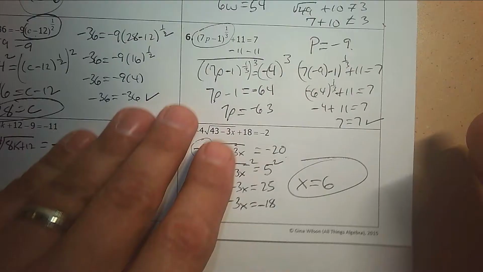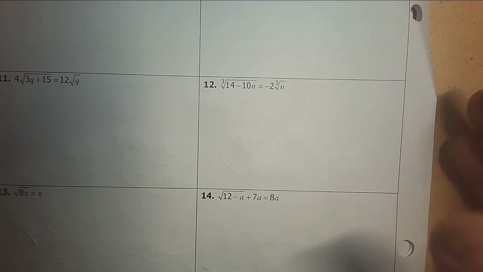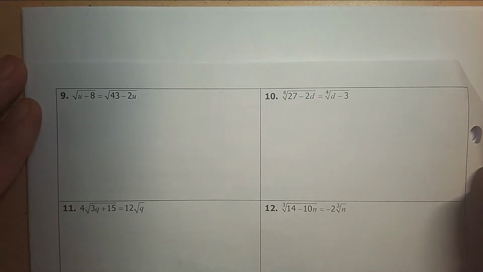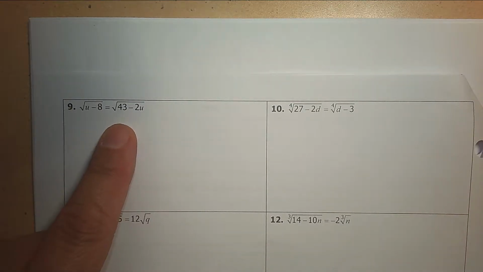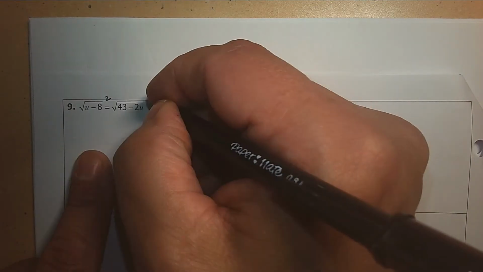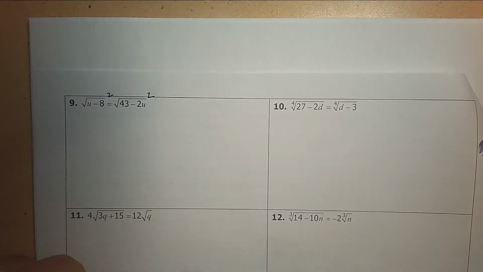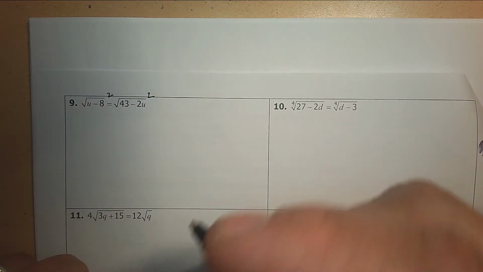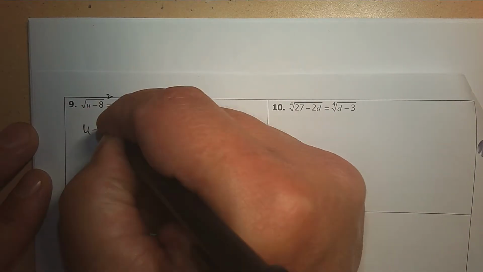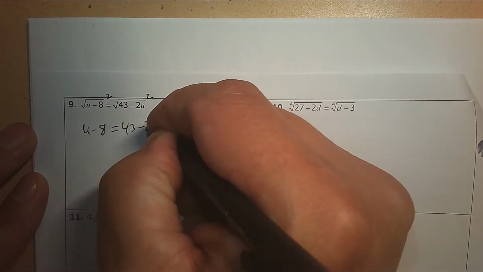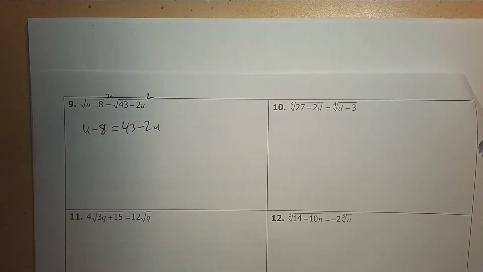All right, turn the page. Number 9. Do you see a radical equaling another radical? So at this step, we can undo it by squaring both sides. It's important that the radicals are matching. They have the same index. You ready? All right. So we have u subtract 8 and 43 subtract 2u. So solve for u.